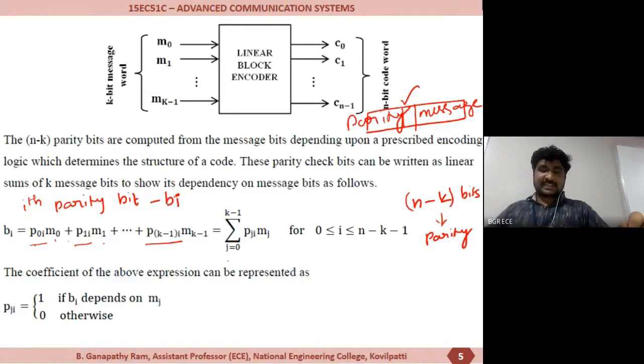And the coefficient of the above expression can be represented as Pji equal to 1 if Bi depends on Mj. That is, if the ith parity bit depends on the jth message bit, then it will be denoted as 1, or otherwise the coefficient will be 0. If the message bit and the parity bit do not have any correlation, then the coefficient value will be 0.